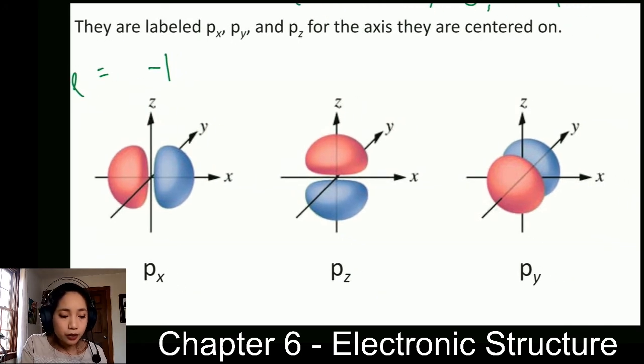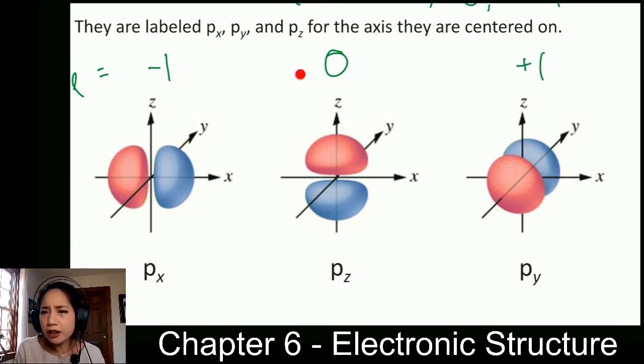Our other ml value is 0. All these ml designations I made are just arbitrary, because the real designation is the axes that they lie on. I just want to show that these 3 ml values, based upon l equals 1, correspond to these different orientations. Our next orientation is pz, where you can see the dumbbell shape lies on the z-axis. And lastly, py is where the dumbbell lies on the y-axis.